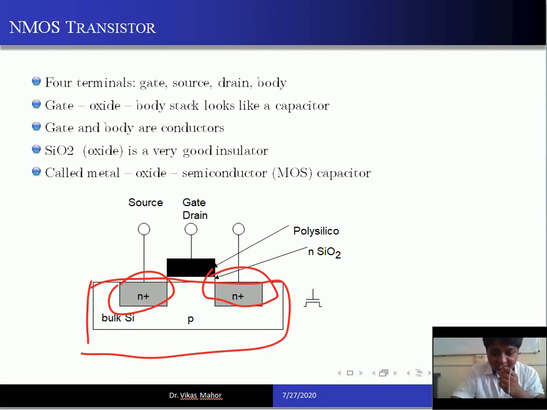And this is p-type. It is doped with trivalent impurity. So this is p-type, and this is n-type. Fine. N-type within p-type. Remember, n-type within p-type.